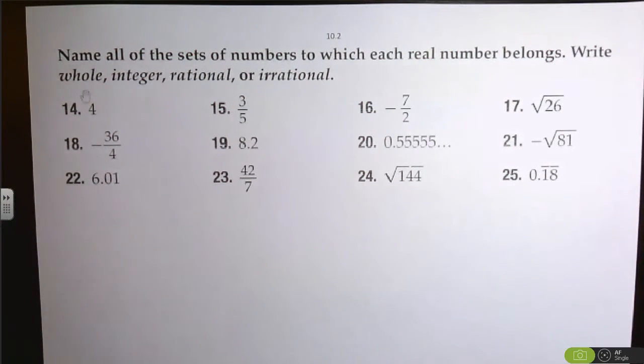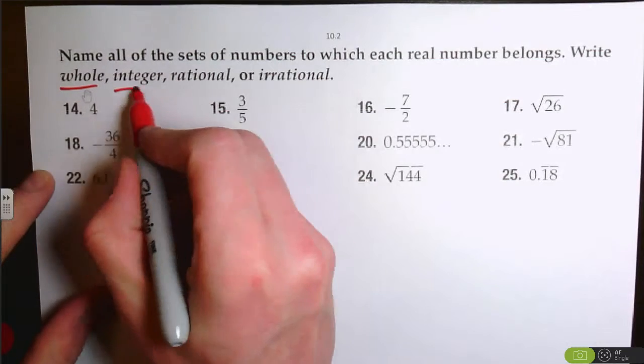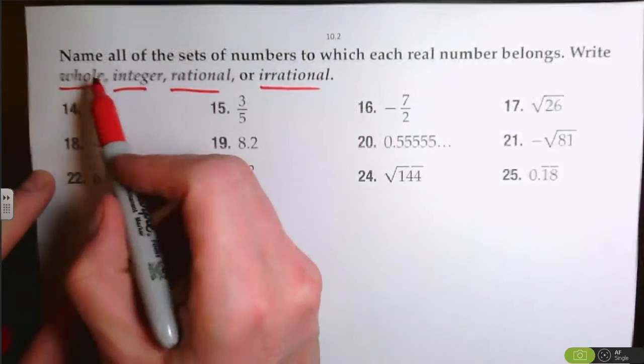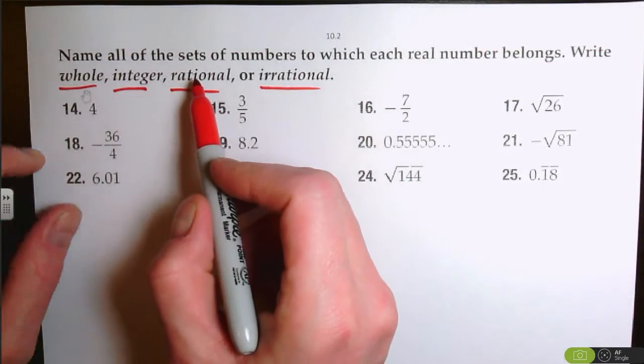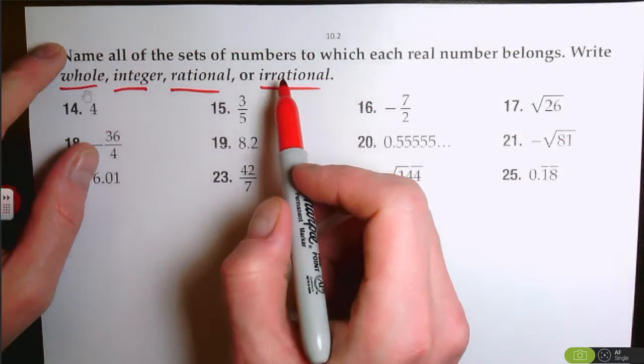Now the key is this: to recognize what a whole number is, what an integer is, a rational and an irrational. And that if you're a whole, you're automatically an integer and rational. And if you're irrational, you're neither of those.